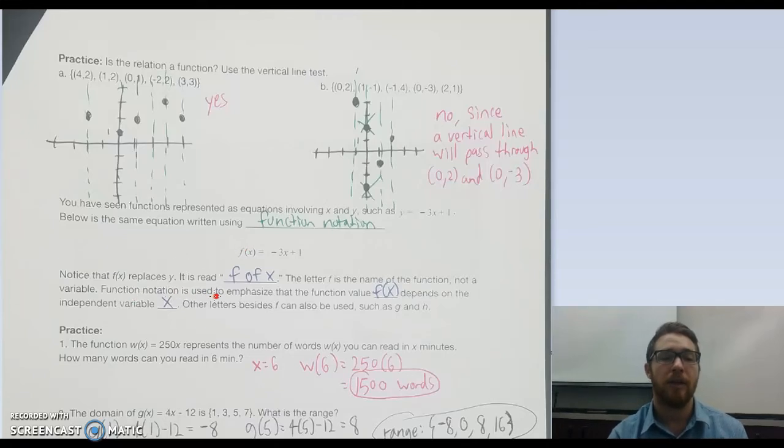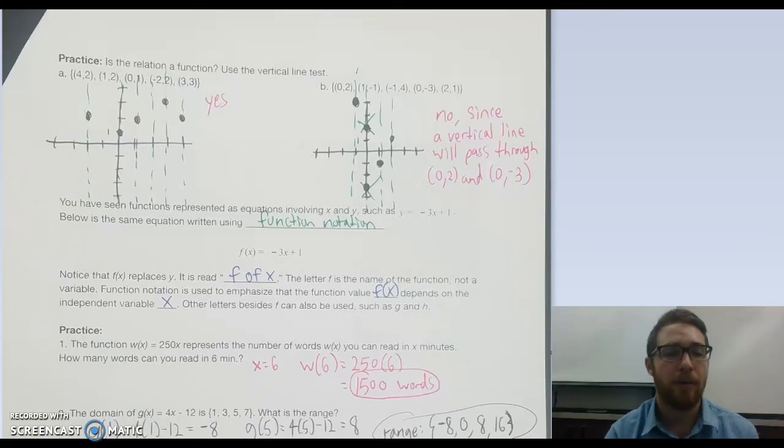Function notation is used to emphasize that the function value, f of x, depends on the independent variable. Whatever I plug in for x is going to give me a result for the value f of x. Other letters besides f can also be used, such as g and h. That just means we can name the function different names and it'll still work.